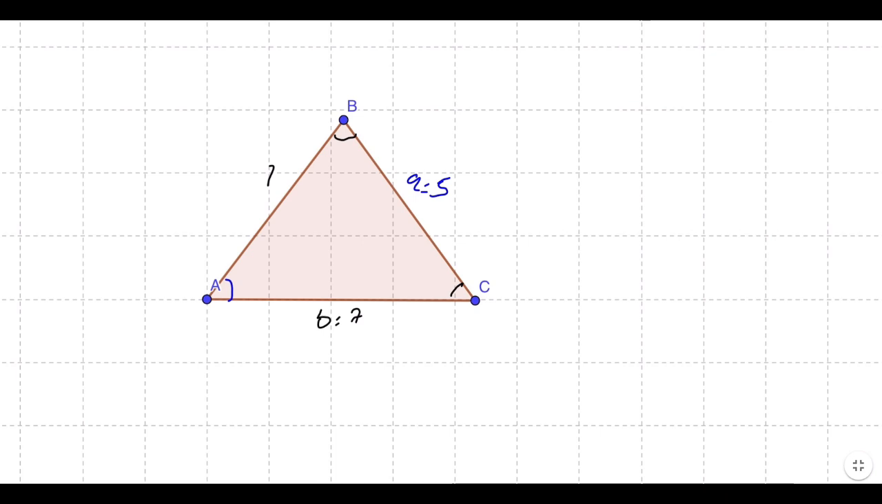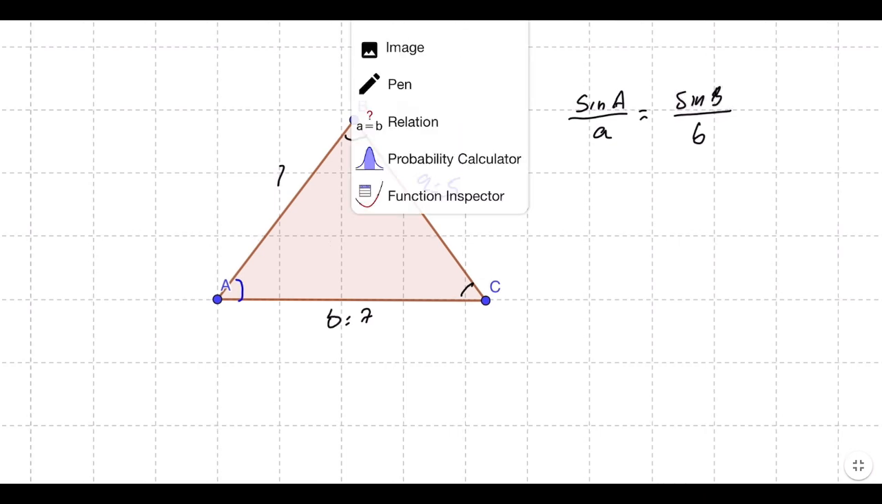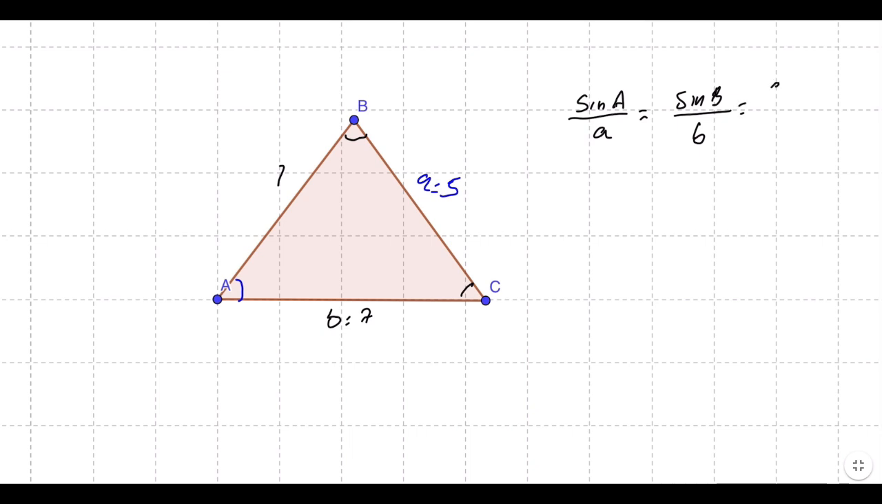To do that, you apply the Sine Law. The Sine Law is very easy to memorize. It's just sine of the angle A over a is equal to the sine of B over the opposite length to that angle, which is equal to sine C over the length of c. Same thing.